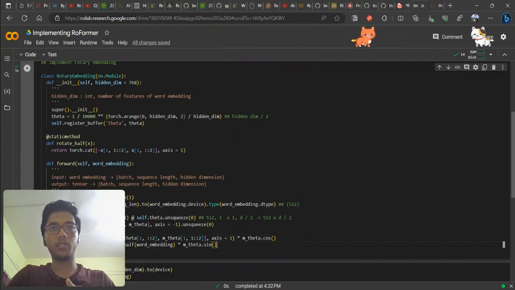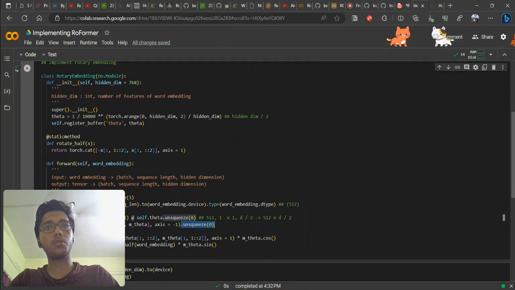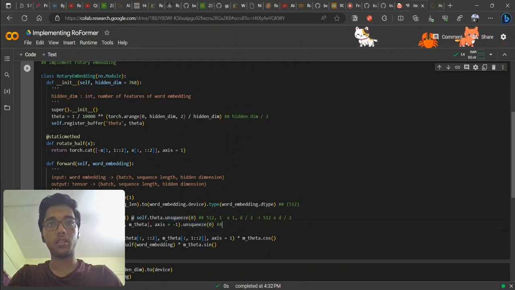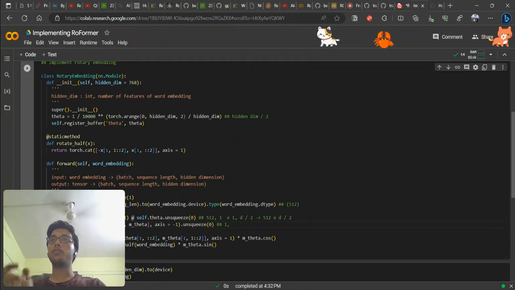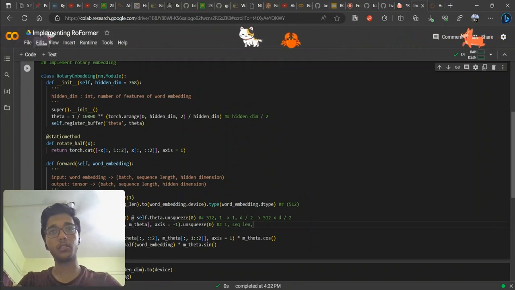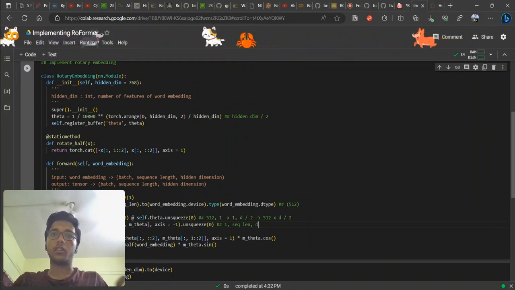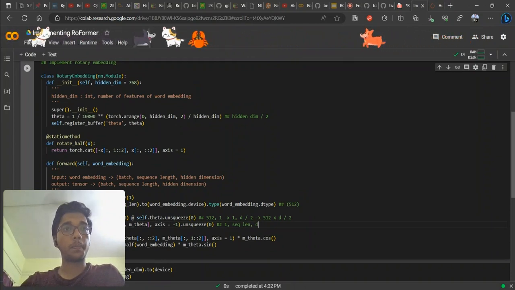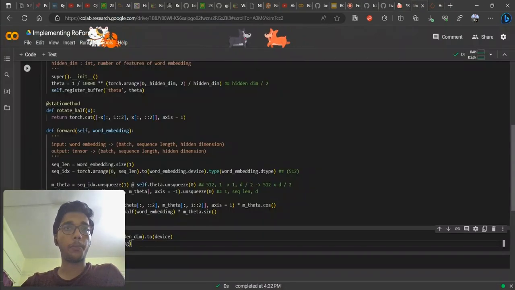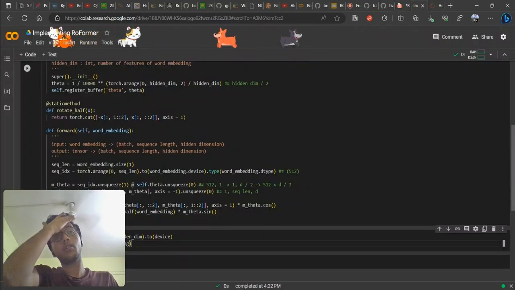The other thing is, actually this should be of shape 512 comma d by 2, right? But we have a shape of batch size comma sequence length. So for broadcasting purposes, what we have done is unsqueeze it on the batch axis. Yeah, that's it, and we're good to go.